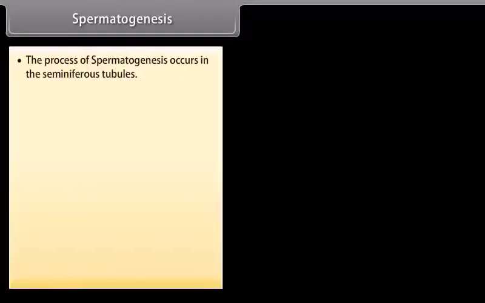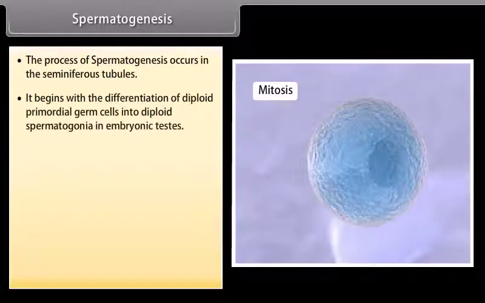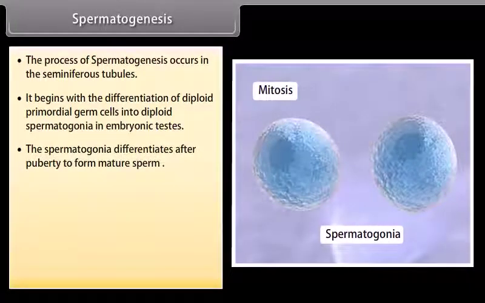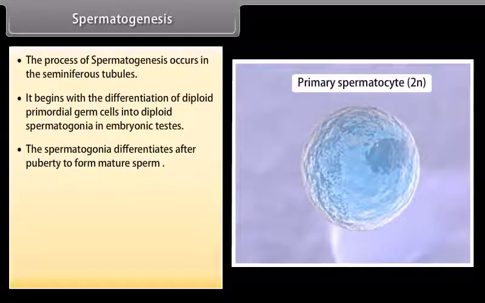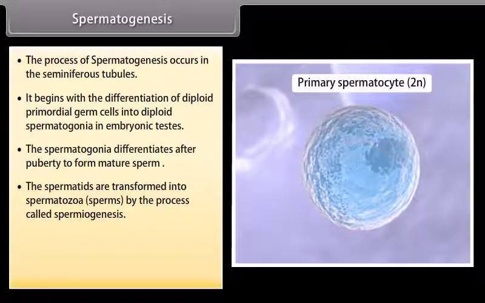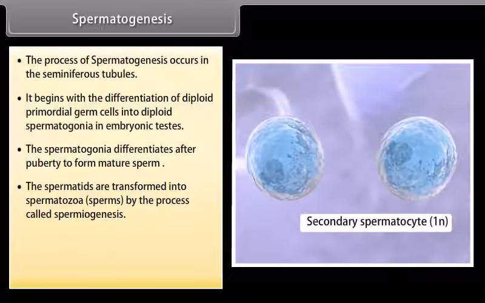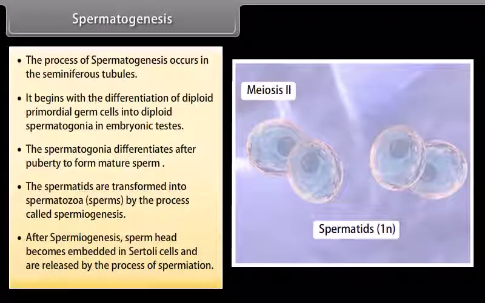Spermatogenesis. The process of spermatogenesis occurs in the seminiferous tubules. It begins with the differentiation of diploid primordial germ cells into diploid spermatogonia in embryonic testes. The spermatogonia differentiate after puberty to form mature sperm as shown in the following diagram. The spermatids are transformed into spermatozoa or sperms by the process called spermiogenesis. After spermiogenesis, sperm heads become embedded in Sertoli cells and are released by the process of spermiation.